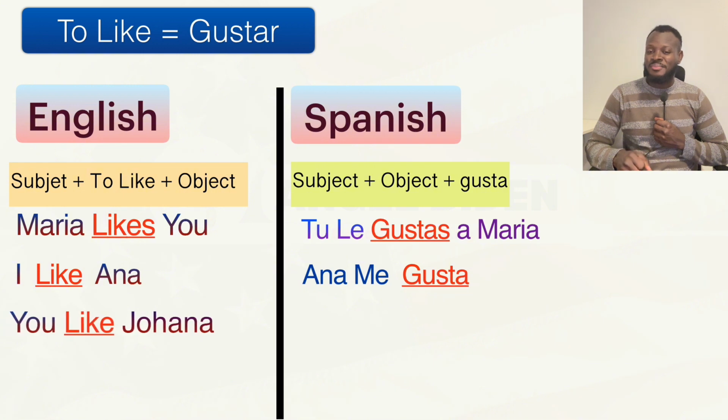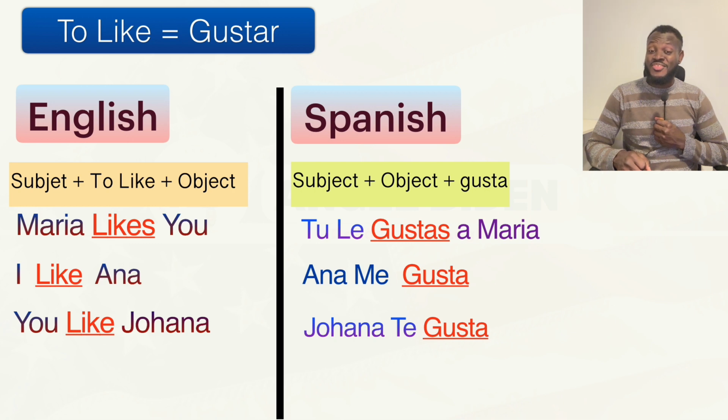You like Joanna. Good job. If you say Joanna te gusta, that's correct. Because you was subject and you is going to be object. And then Joanna was object in English and it's going to be subject in Spanish. You become te and Joanna still stays Joanna. Joanna te gusta.